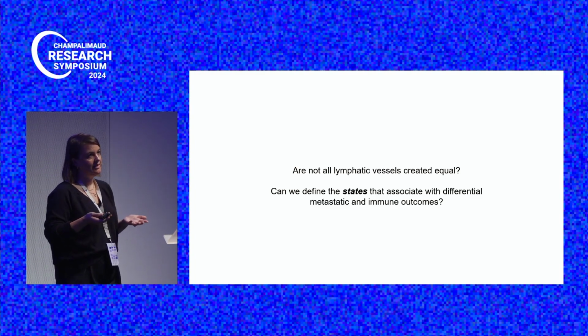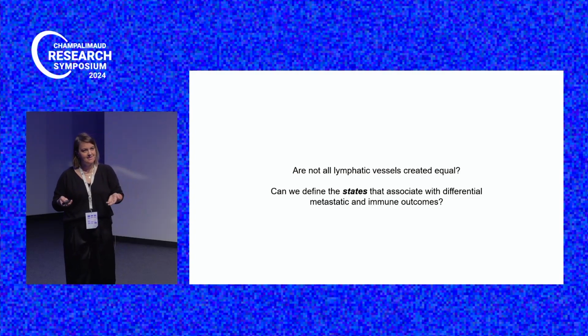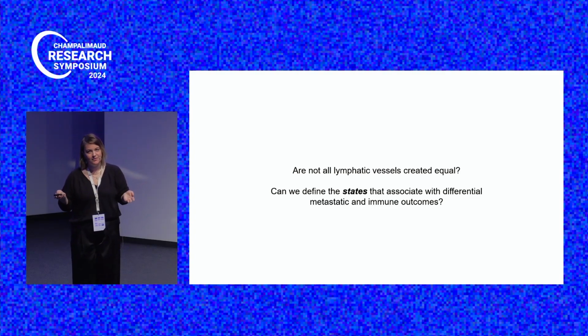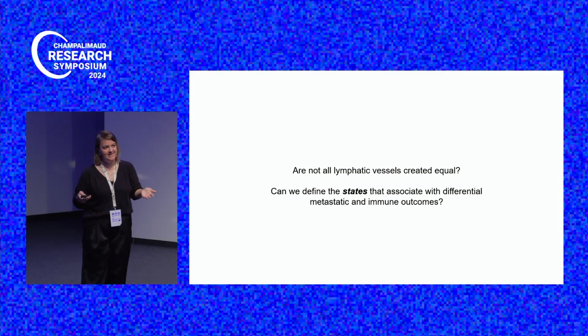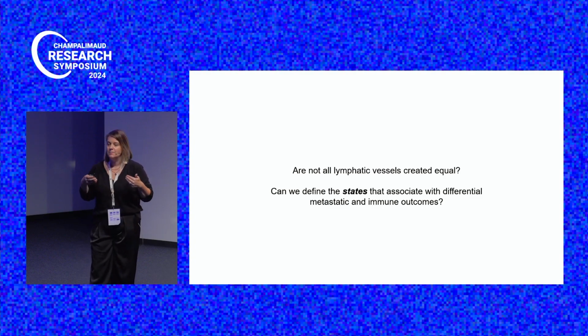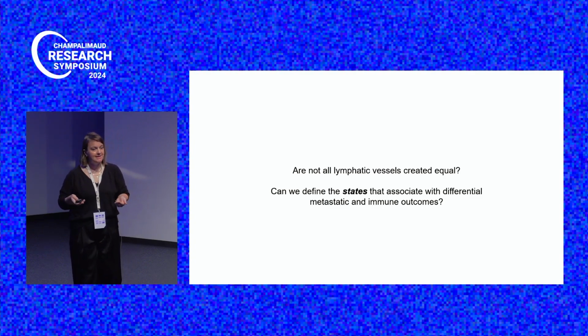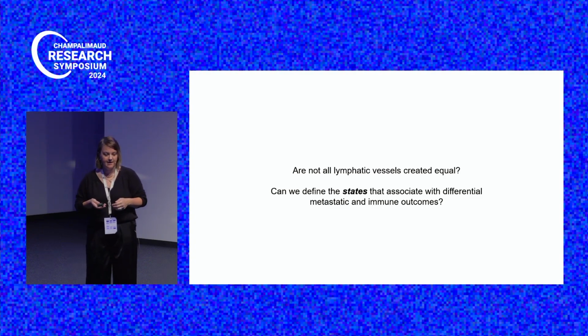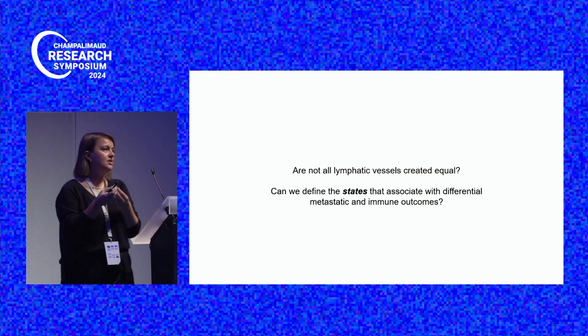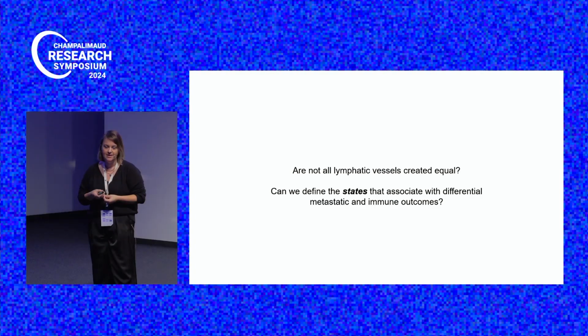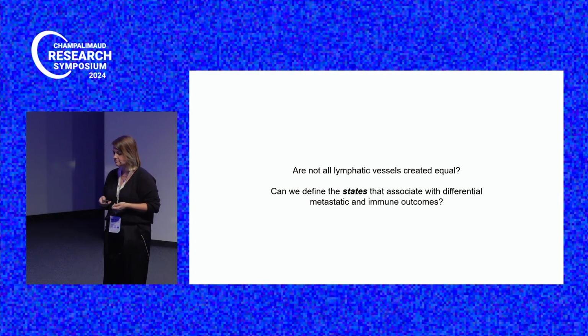And so the question that this raised for us was, are all lymphatic vessels not then created equal? Could there be activation states, much as I'm sure all of you think of your cell populations as having activated and quiescent states? Could lymphatic vessels similarly adapt to their context in this way? And can we define those and then use those states to tune these various processes that we know are being co-opted and used in the context of the tumor?